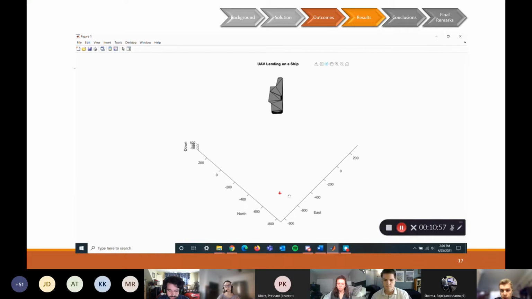Here we see now that the UAV has aligned itself with the carrier, and shortly it will begin lowering its speed and height to head in towards its final approach that you'll see here shortly.